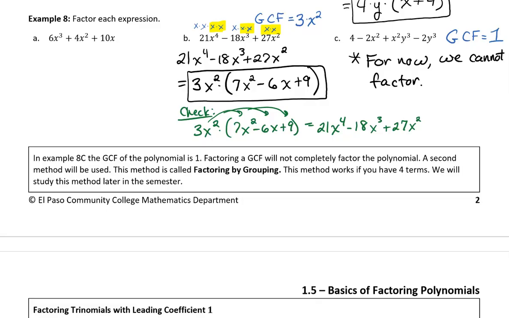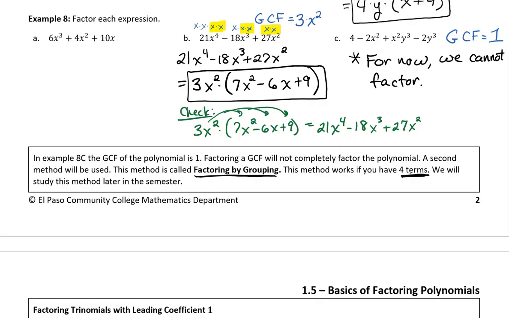In the last example we saw, Part 8C, we said that the GCF was 1. We found it to be 1. And then we said for now we cannot factor it, but there may be some factoring to do later on. In fact, because this expression has 4 terms, this is a good candidate for something called factoring by grouping, which again you will learn more about and review later on in the semester. The key for using factoring by grouping is the fact that there are 4 terms in that expression. It's a little preview of what factoring by grouping is going to start looking at.